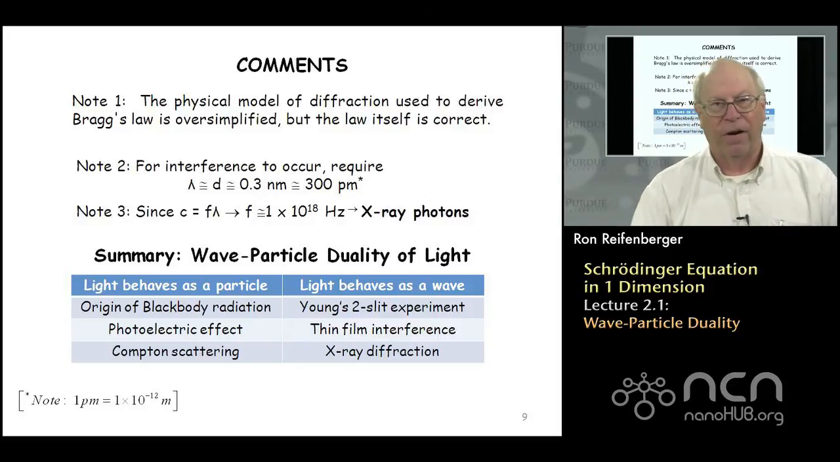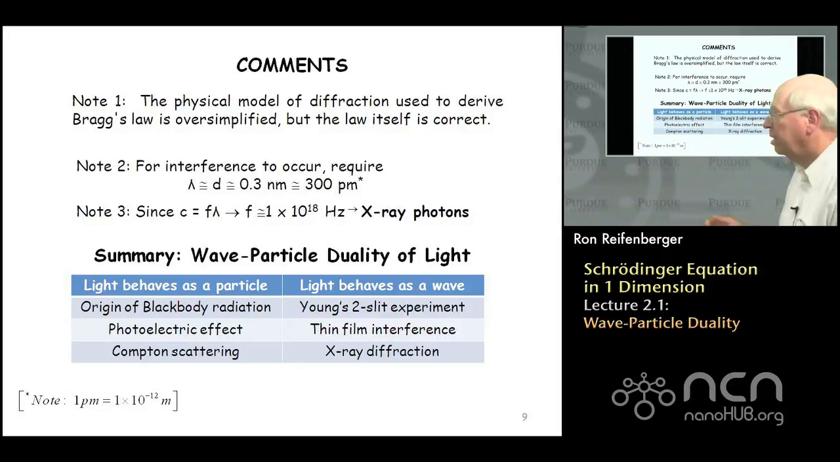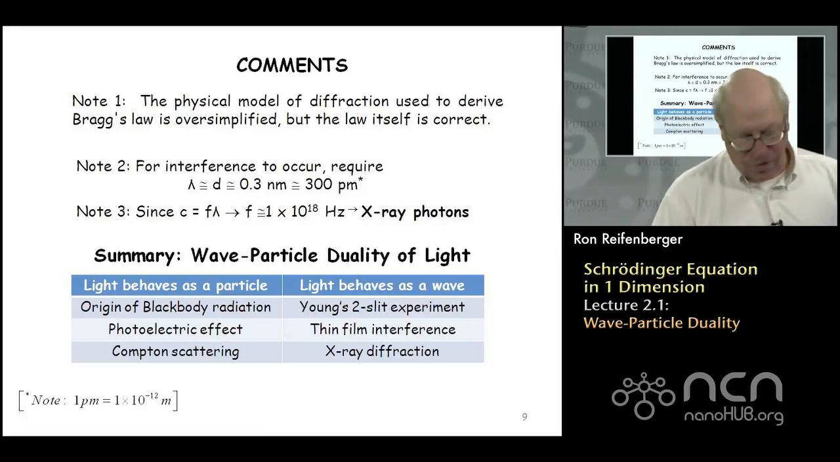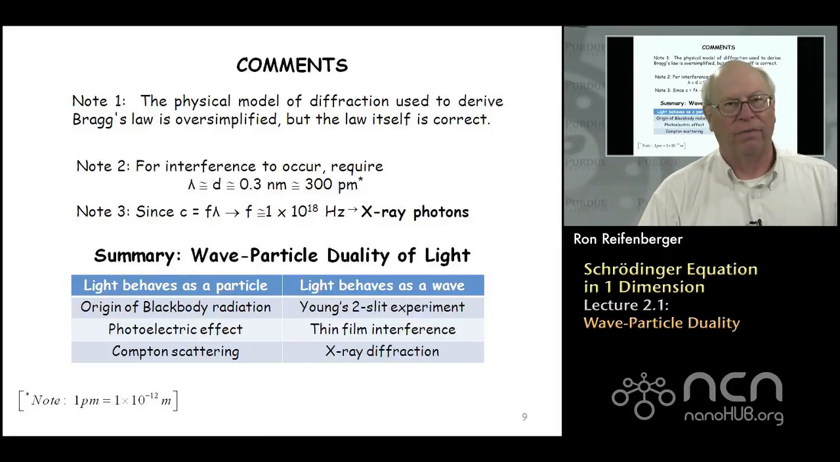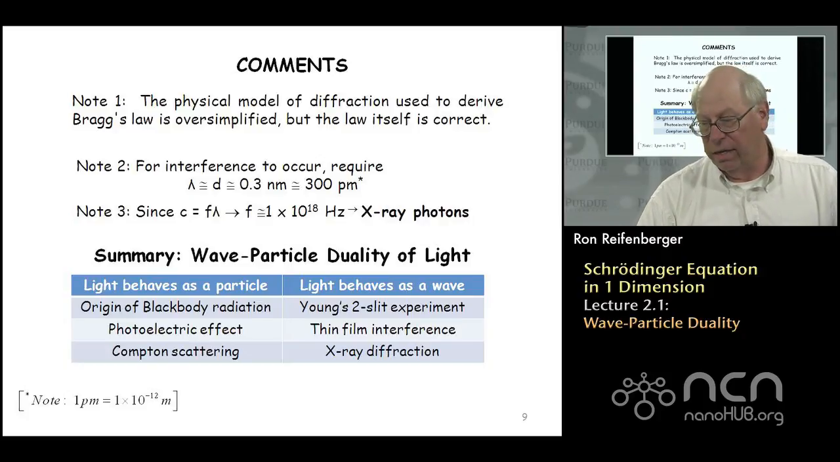And so I've prepared this very simple chart which tries to make the case that in some experiments light behaves as a wave, other experiments light behaves as a particle, and this is what is referred to as the wave-particle duality of light, right? It's puzzling why sometimes you have to treat light as a wave, other times you have to treat light as a particle or as a photon in order to get the correct answer.